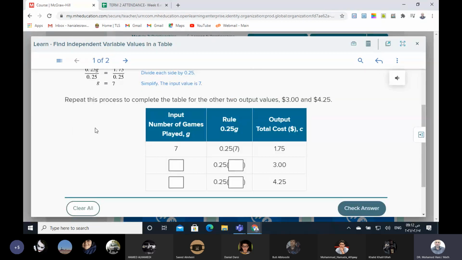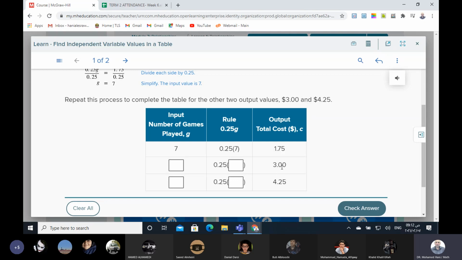Okay, listen now, please. Repeat these processes to complete the table for the other two output values. Here we have the out values, and we want to solve the input values. The out values here are 3 and 4.25. Here, the first example: if the input is 7, the rule takes 0.25 times 7. You will get the output 1.75.